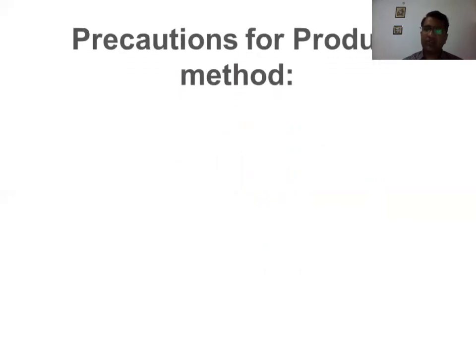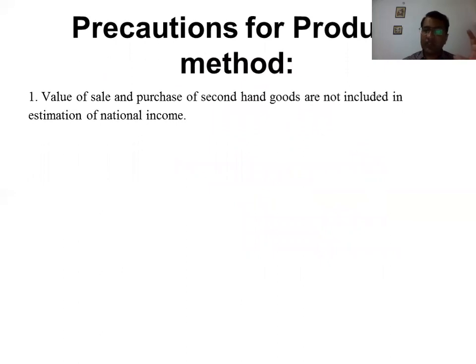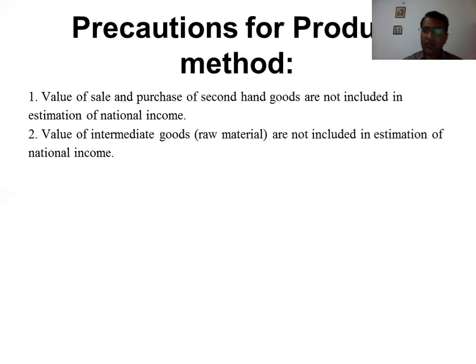Now some precautions when we calculate national income. The first precaution is that value of sale and purchase of second-hand goods is not included in the estimation of national income. When any goods are sold and purchased second-hand, because the value is already added in the national income, the second time the value is not included. Value of intermediate goods and raw material are not included in the estimation of national income, as we already saw. The raw material is not included; we will reduce it from the value of output.